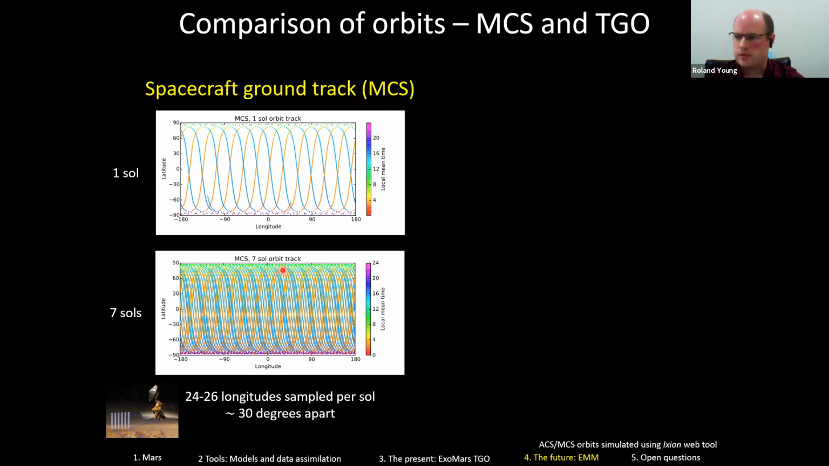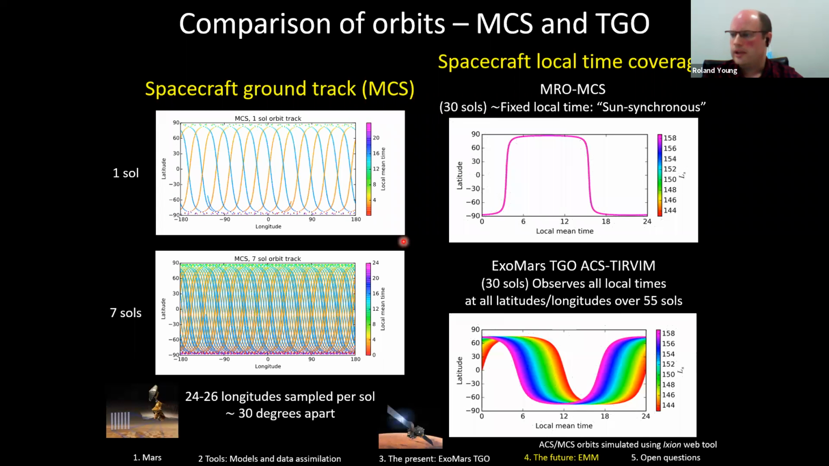So this is just a more technical comparison of the orbits. Here we have 2 spacecraft, both in near polar orbits or polar orbits. Actually, I've written this wrong. This is not MCS. MCS is an instrument. The spacecraft is called Mars Reconnaissance Orbiter, or MRO. And over one Martian day, you can see it covers quite a lot of the surface, but at very high resolution. Whereas in terms of the local times that it observes, it's a fixed local time.